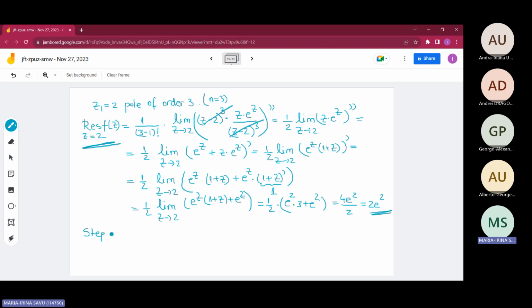And let's move to step 4. Let's have that I is 2 pi i times the residue of the function in this point, which is 2 pi i times 2e squared, so it's 4 pi e squared times i.